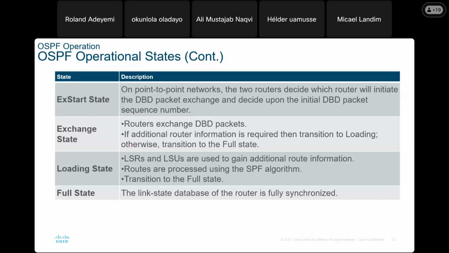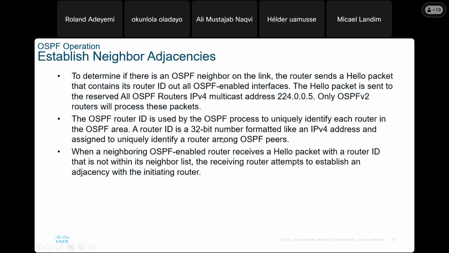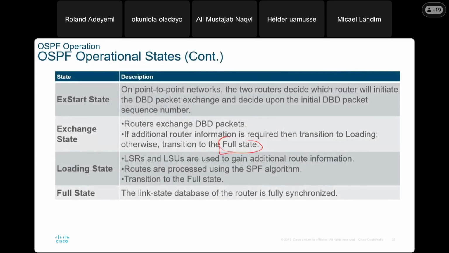What happens at the exchange? Routers exchange DBD packets, that is, database description. If additional router information is required, then they transition to loading. Otherwise, they move to full state. So once the router moves to full state, the network has converged. The two routers have formed neighbors. They have exchanged information. Everybody knows about all the networks altogether.